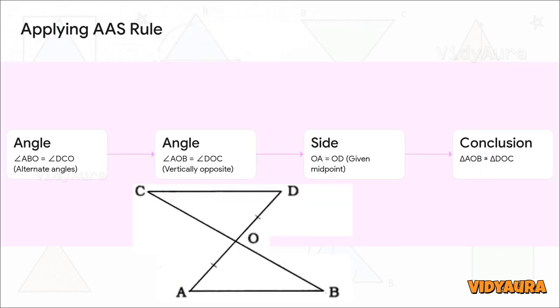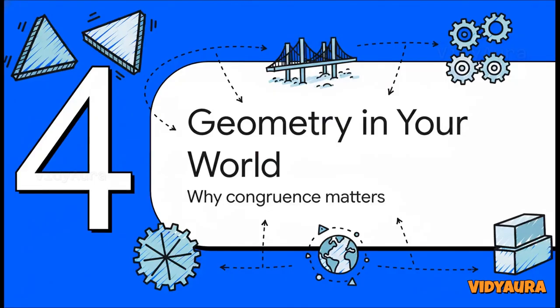Let's see. First, because those lines AB and CD are parallel, we get that classic Z shape. That means the alternate angles at B and C are equal. That's our first A. Next, look where the lines cross at O. Those are vertically opposite angles, so of course they're equal too. That's our second A. And finally, we were told O is the midpoint, which means side OA has to equal side OD. That's our S. Angle, angle, side. The AAS rule proves it. They're congruent. Done.